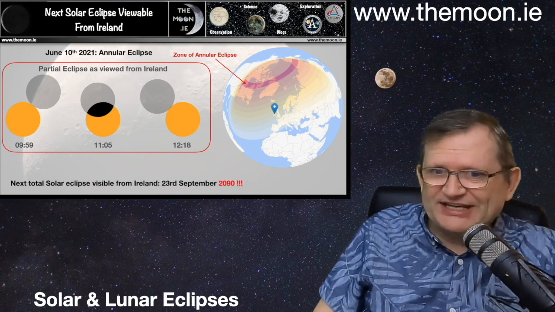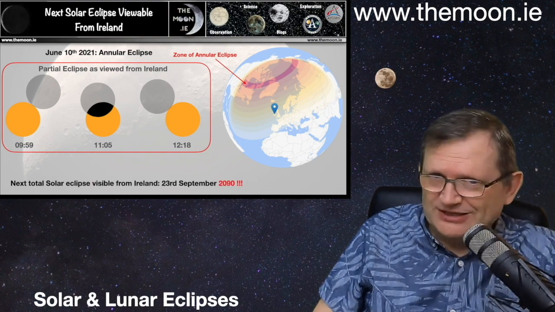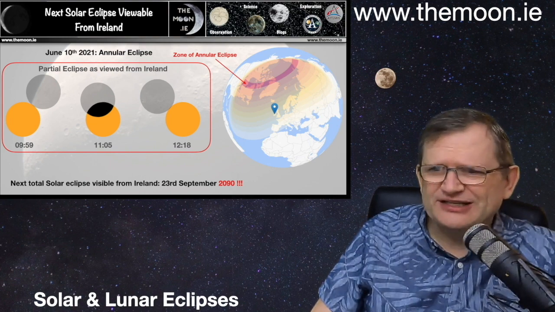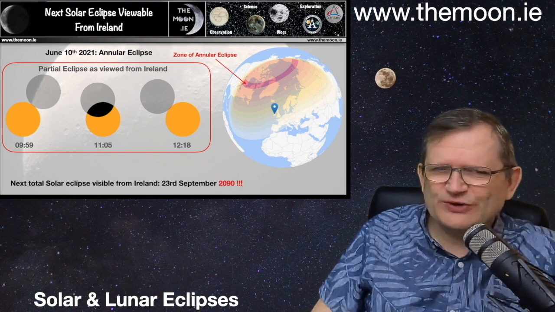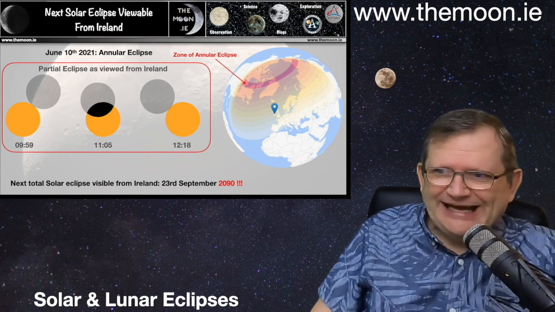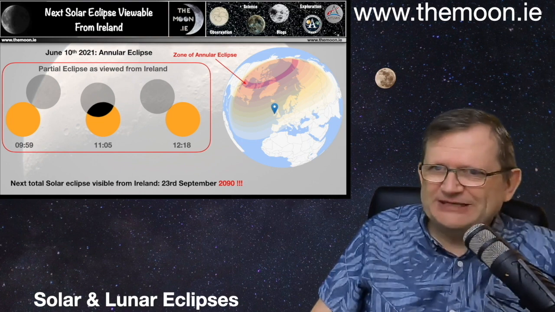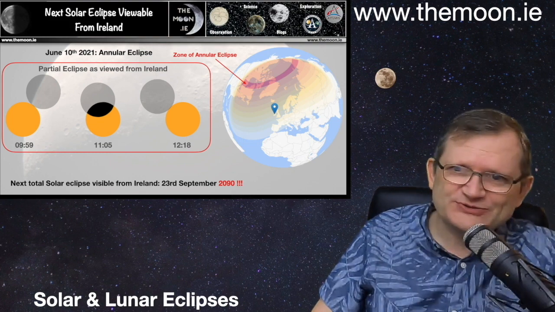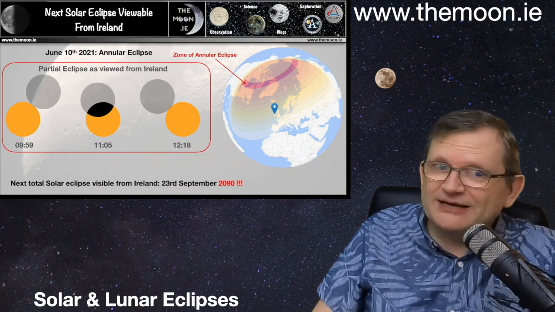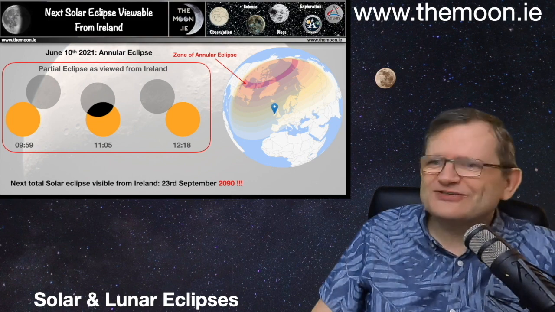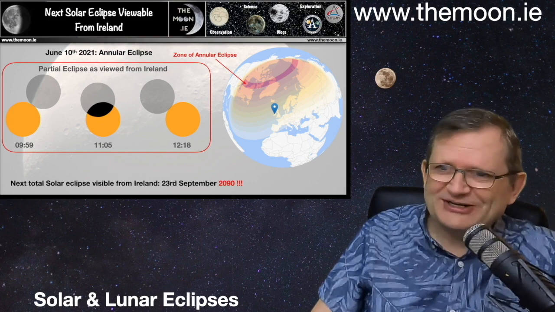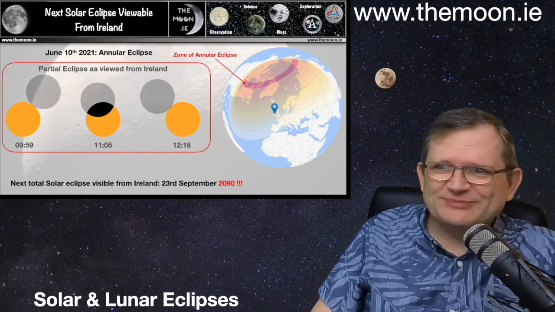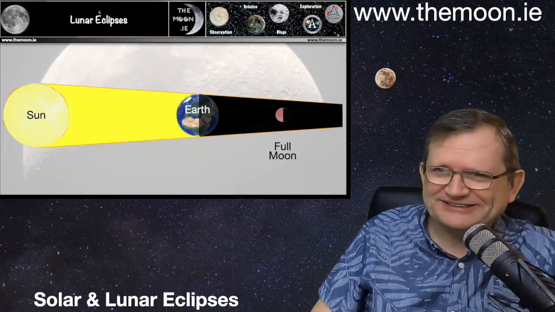Now, the next total solar eclipse, where we will see the full total solar eclipse in Ireland, is not till the 23rd of September 2090. I'm not too sure how many people watching this now will be around then. I mean, we're talking over 70 years away, but maybe some of you will be around, and if you are, be sure to look up on the 23rd of September 2090. I hope you enjoy it because I have a feeling I won't be there.